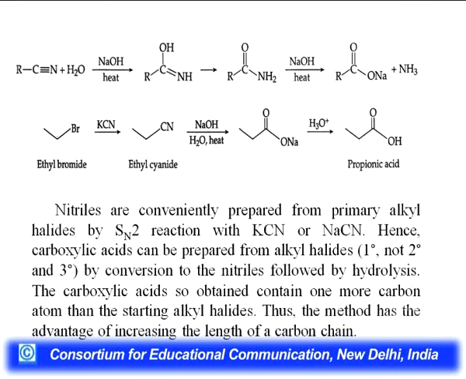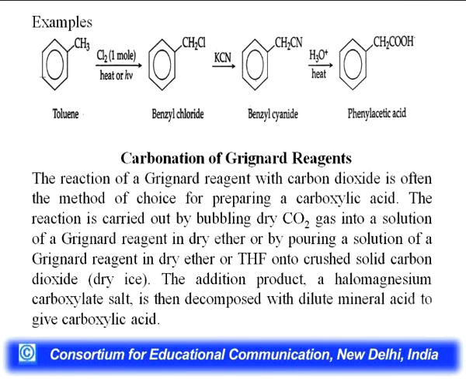So, if you want to increase the chain, you can take the example of this preparation. Thus, the method has the advantage of increasing the length of the carbon chain. Here is the example of how toluene is converted to phenylacetic acid. First of all, it is chlorinated by chlorine, then reacted with potassium cyanide.